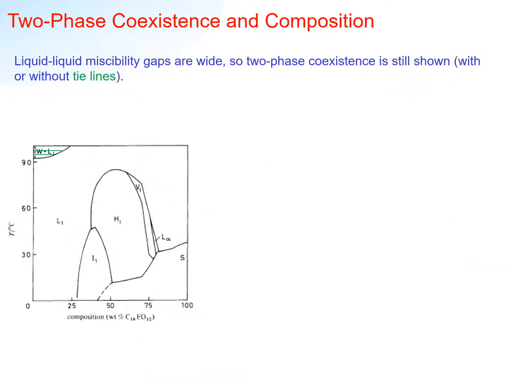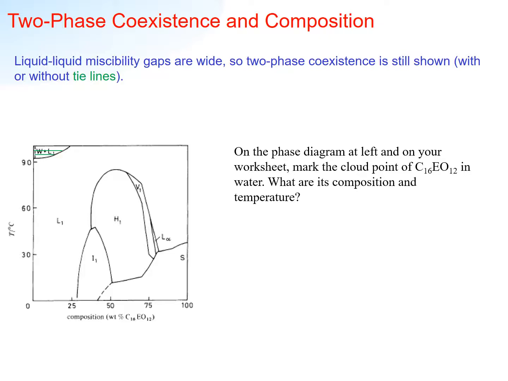The liquid-liquid miscibility gaps above the cloud point are still pretty wide, so two-phase coexistence is normally shown for those, with or without tie lines. So on the phase diagram at left, which you have a copy of on your worksheet, please mark the cloud point of C16E12 in water, and then work out what are its composition and temperature.